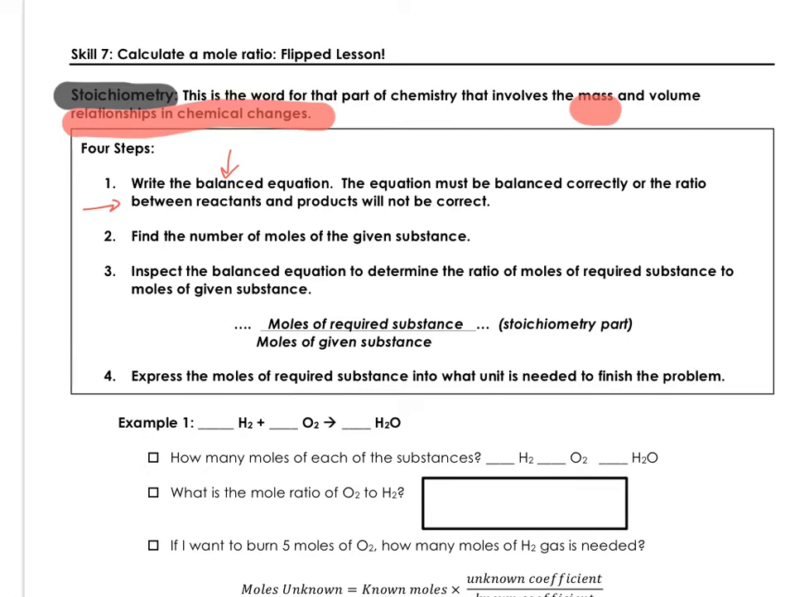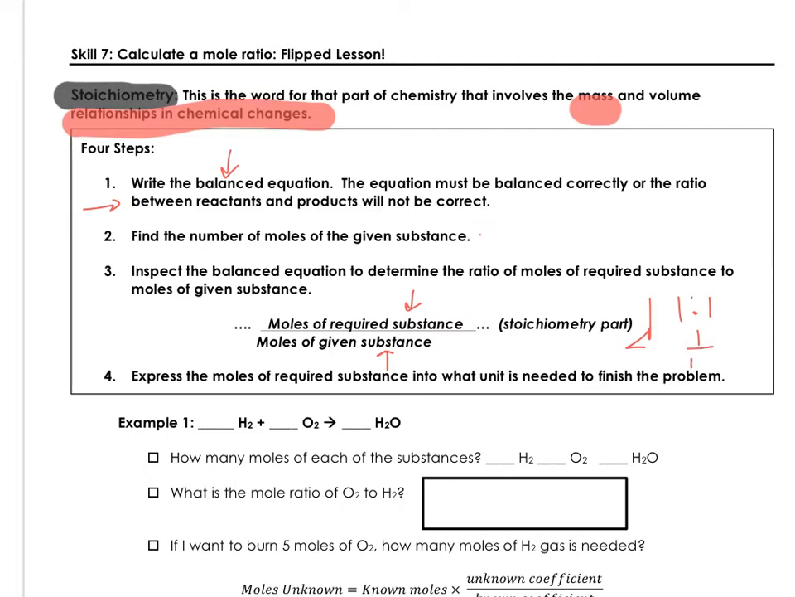All right, we're going to find the number of moles given of the substance. We'll see how we do that. We're going to inspect the balanced equation, and we're going to determine a mole ratio. When we come back and do this in our problem, you're going to have this written here, but we need to know that a mole ratio is the moles of the required substance over the moles of the given substance. So it is a ratio like you do in math class.